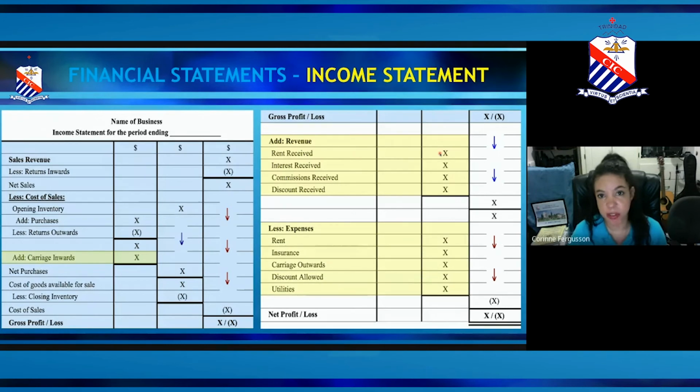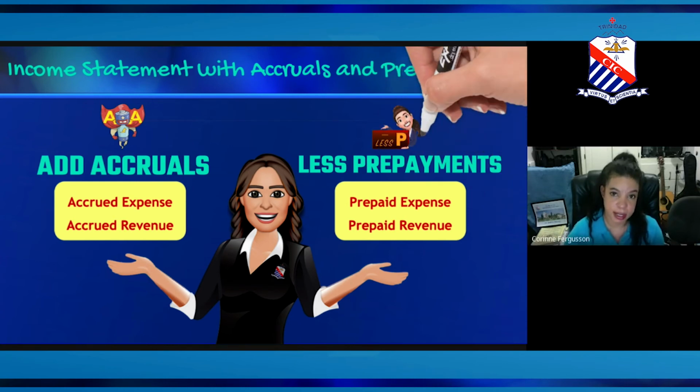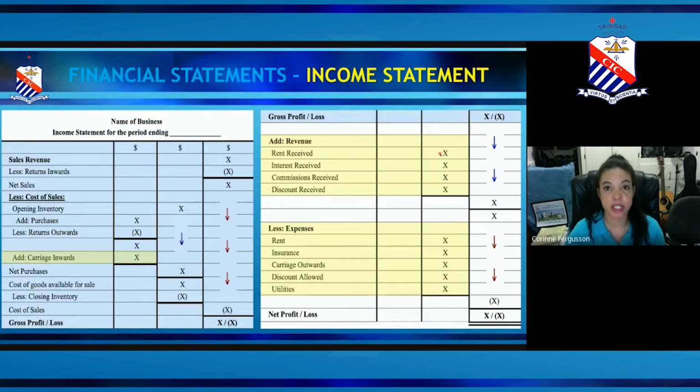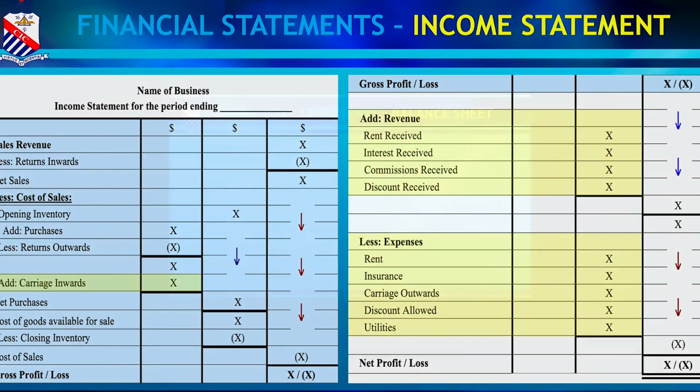And you do the same thing for the expenses. You identify the expenses, and you check each one like we did before in our examples and our activities. You see whether there's an accrual or a prepayment. If there's an accrual, you add it. If there's a prepayment, you less it. If there's no adjustment, you just put it in with the amount that is in the trial balance. Simple. And then you just move on: your revenue less your expenses, and you get your net profit last.